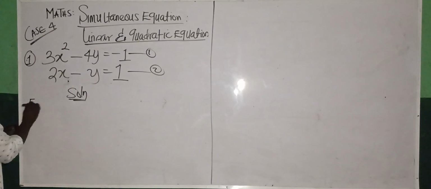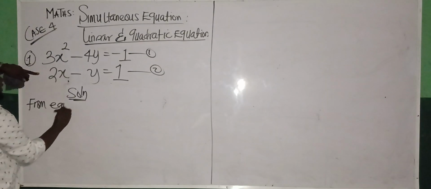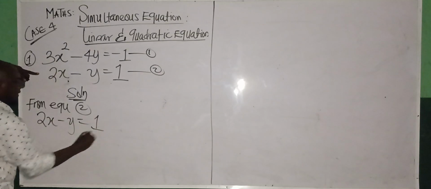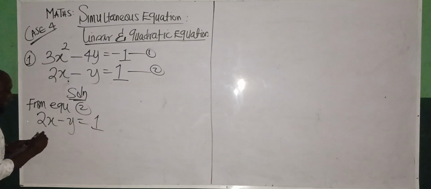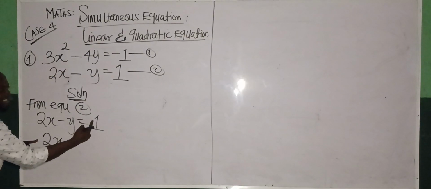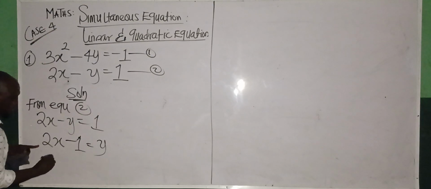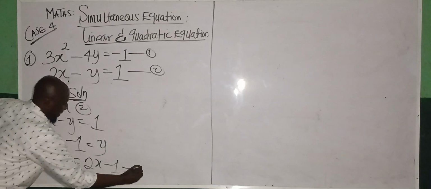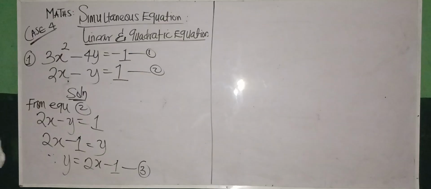From equation 1 and equation 2, the power of x that is 1 is in equation 2. From equation 2, I have 2x minus y equals 1. Let me make y the subject of the formula. I take minus y over, so I have 2x minus 1 equals y. Rearranged, y is 2x minus 1. We'll call this equation 3, because we have equation 1 and equation 2 here.